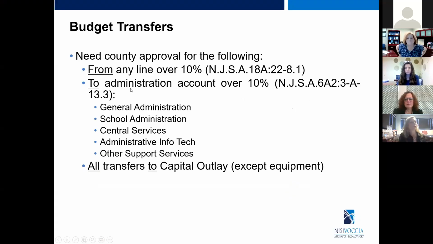We always put in the slide about transfers because they're critical to the numbers that we're looking at, and we're always looking out for you in this period leading up to June, so that you know what you need county approval for. Any line item over 10%, any administrative line over 10%, and all transfers to capital outlay outside of equipment have to be approved by the county. Occasionally we see where they weren't submitted to the county, and we just like to remind you at a point in time where you still have an opportunity to have those approved. Next slide, Katie.